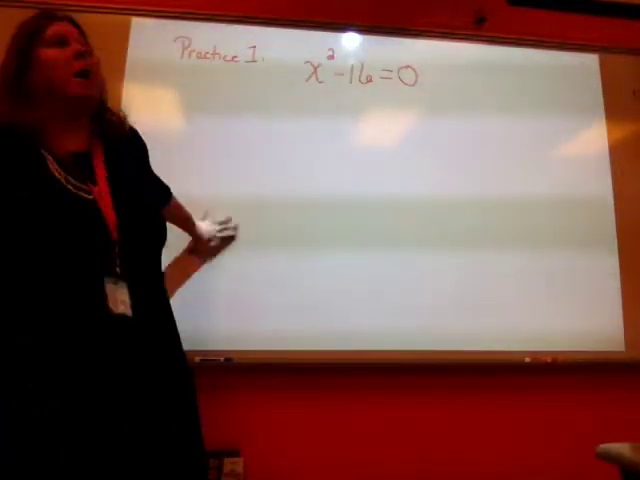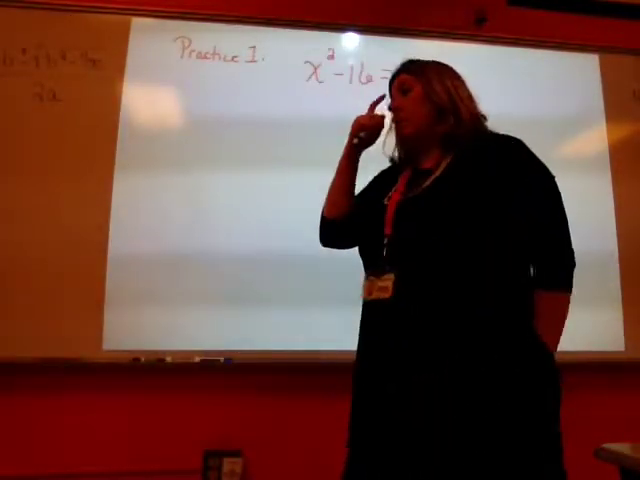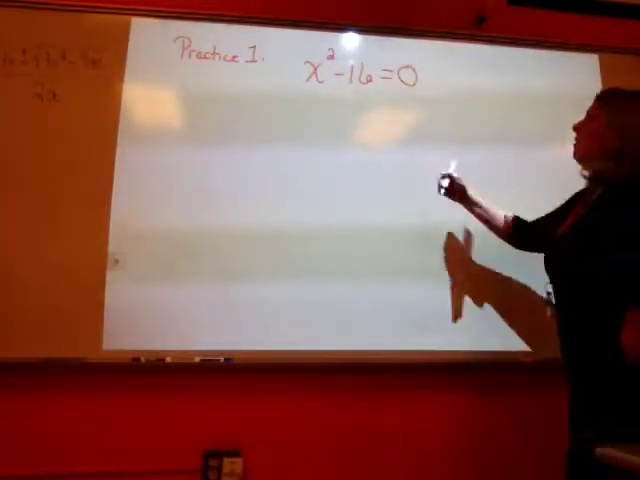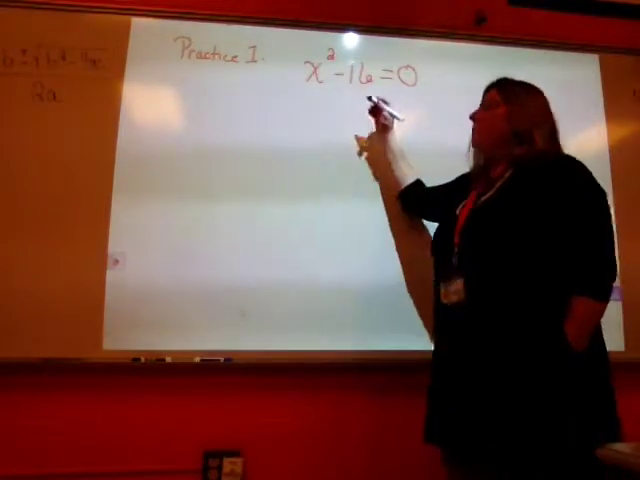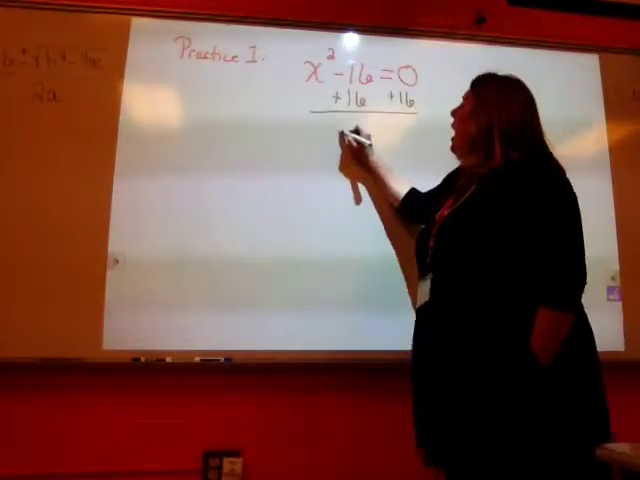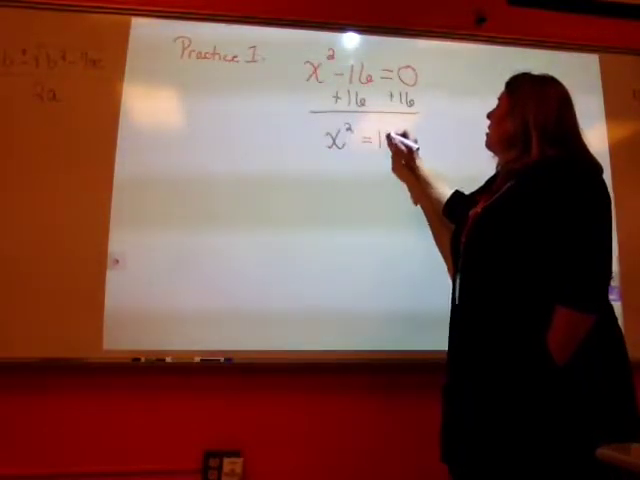Alright, so here's our practice one. X squared minus 16 is equal to 0. How would I solve this if I needed to find my value of x? If I just needed to know what x is, I'm going to add 16 to both sides so that I'm going to get x squared is equal to 16.